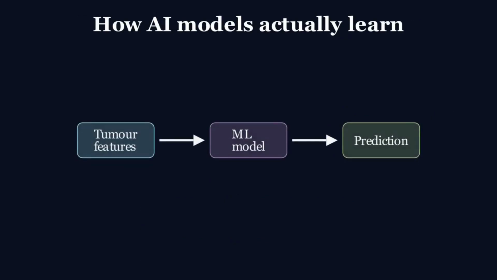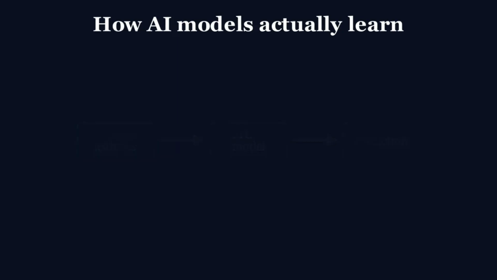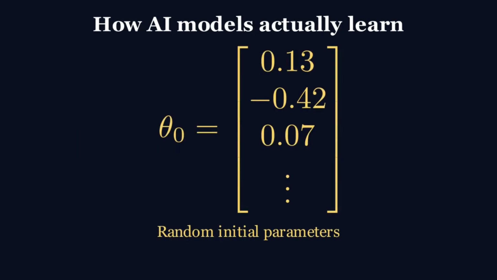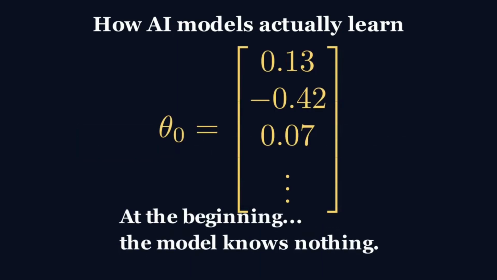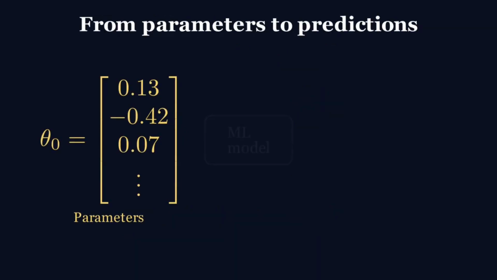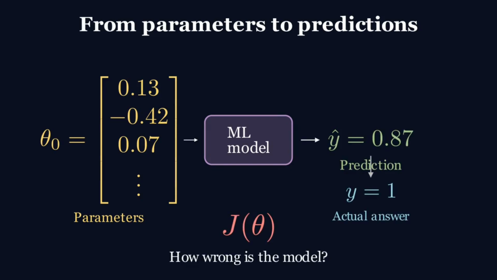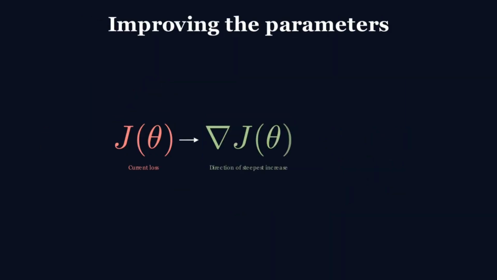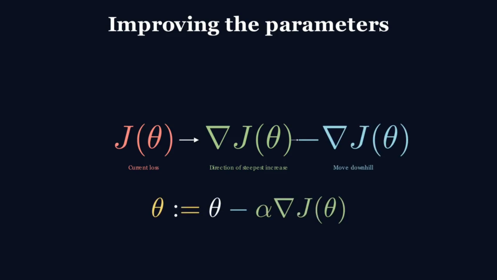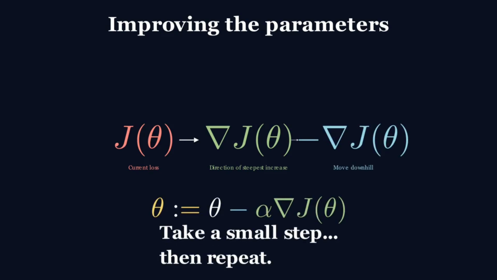So let's finally put everything together. Remember our cancer detection model from the previous episodes? At the beginning, the model knows nothing. We start with completely random values for our parameters. These parameters make predictions, and we compare these predictions against the real answer using binary cross entropy. We measure how wrong the model is, and that gives us our loss. But the model still doesn't know how to improve, so we calculate the gradient, which tells us which direction would increase the loss the fastest. Since we want to reduce our error, we simply move in the opposite direction, and the model updates its parameters.